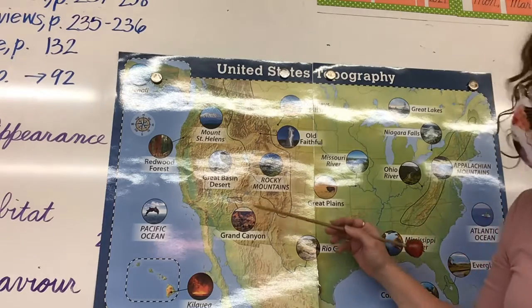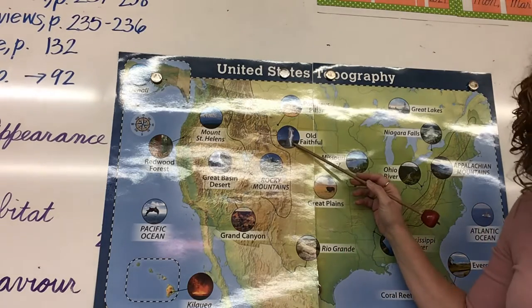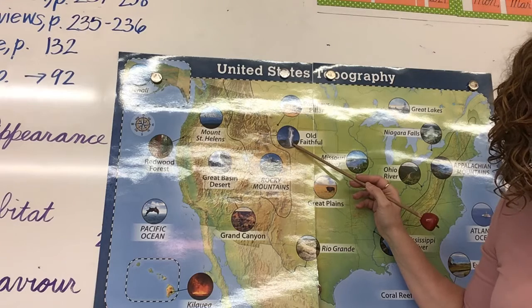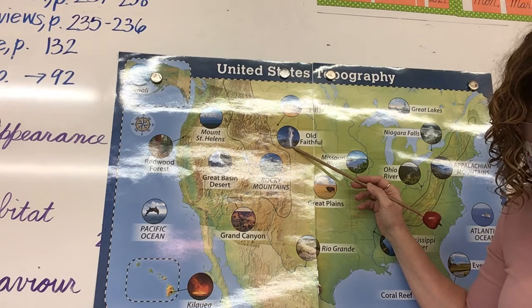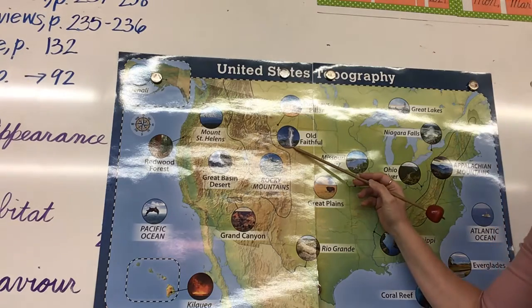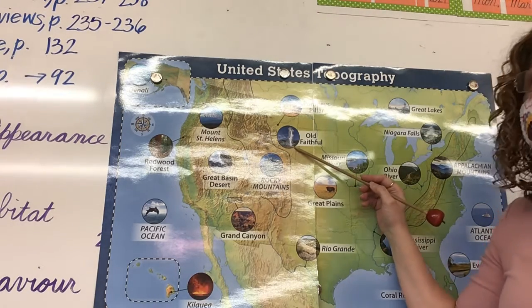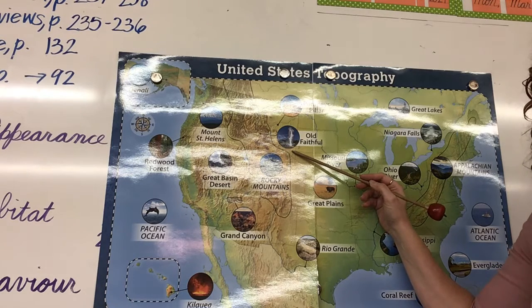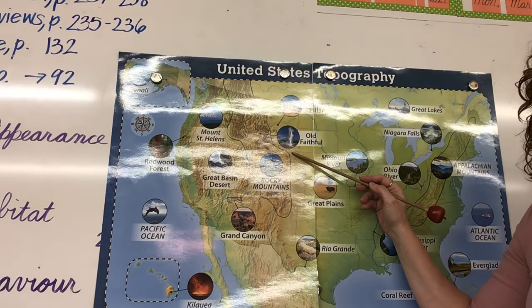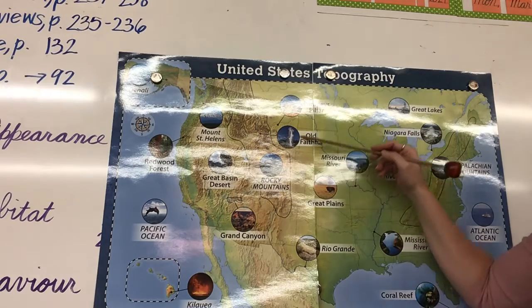Old Faithful, that's right here, is a geyser that shoots hot water every 60 to 90 minutes. It's in Yellowstone National Park. The water in Old Faithful is 204 degrees Fahrenheit. All right, so that means it's hotter than boiling point, right?